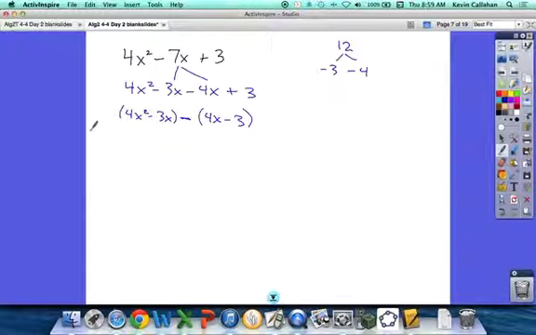Okay, next step would be to factor each set of parentheses. What's the greatest common factor of 4x squared and 3x? There's just one x in there, right? x times 4x minus 3 minus 1 times 4x minus 3. So again, what's in the parentheses is the same thing. So on the last line, you're definitely going to have 4x minus 3. And what goes in the other set of parentheses? x coming from here, and coming from here is minus 1.